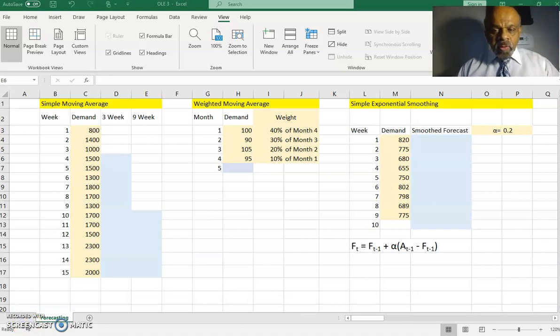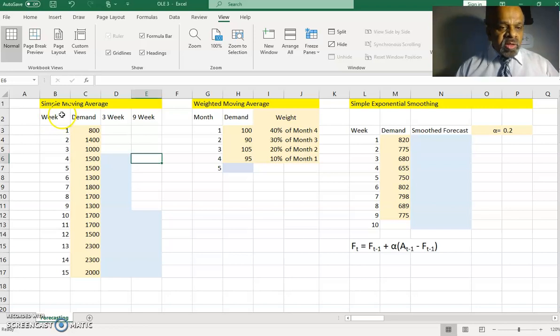Okay, so we're going to do the analytics of chapter 3, which is forecasting. We're going to do various techniques here. The first method that we're going to do is simple moving average. Simple moving average basically looks at the past 3 months and takes the average of the past 3 months if it is a 3-month moving average, or we'll take the past 9 weeks if it is going to be the 9-week moving average.